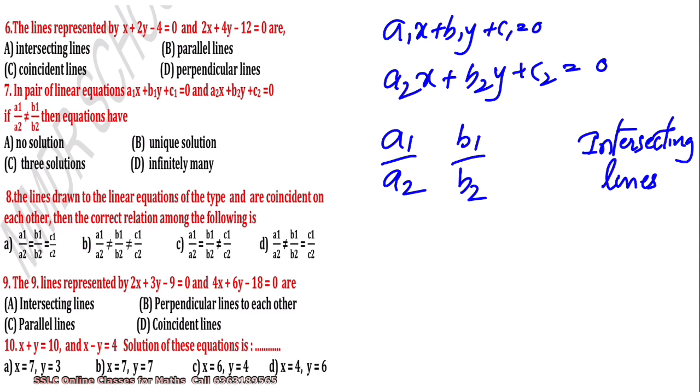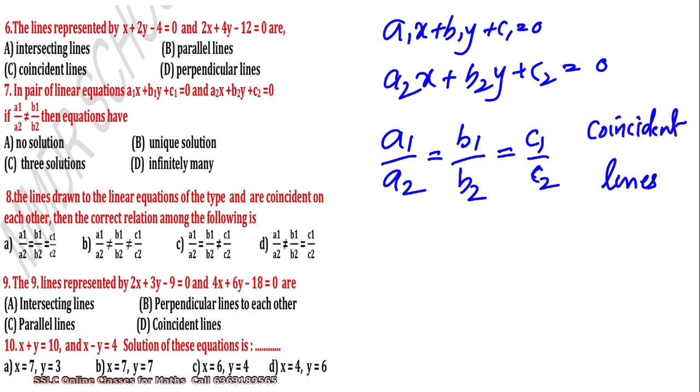Next, A1 by A2 is equal to B1 by B2, which is equal to C1 by C2. If we consider C1 by C2 also, we call these coincident lines. It means all the ratios will be equal.